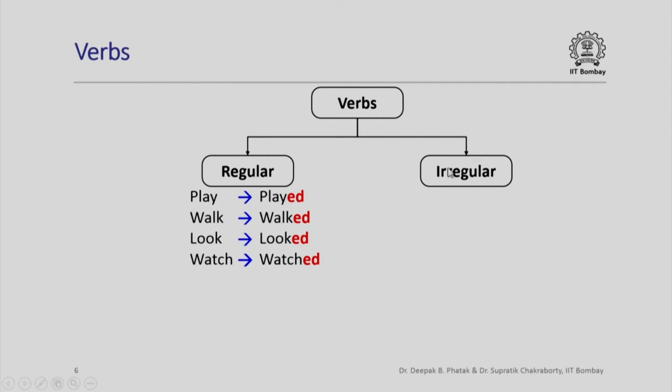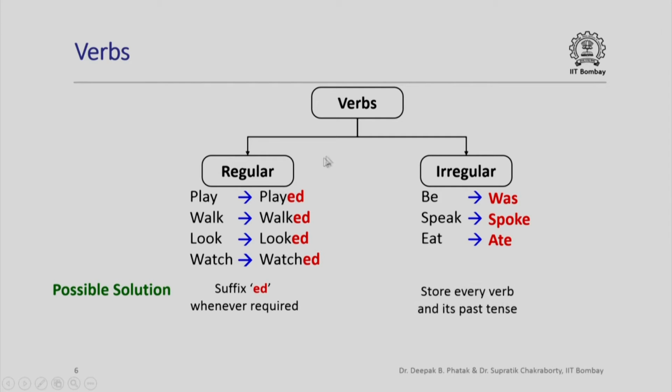Irregular verbs on the other hand are verbs where you can't do this to get the past tense. For example, be, was, speak, spoke, eat, ate. So the question is, how are we going to do this systematically in a program?